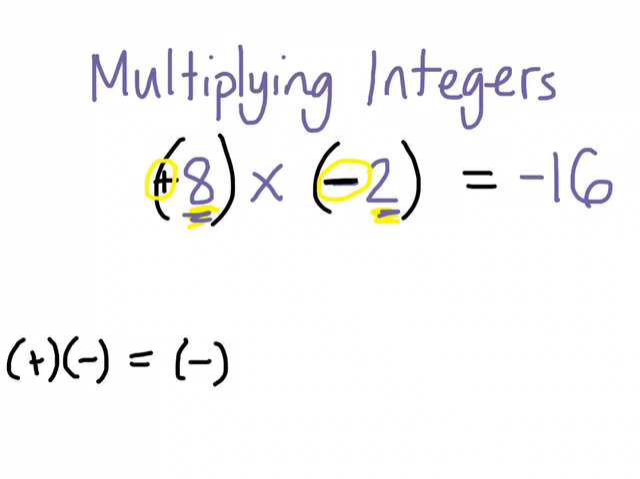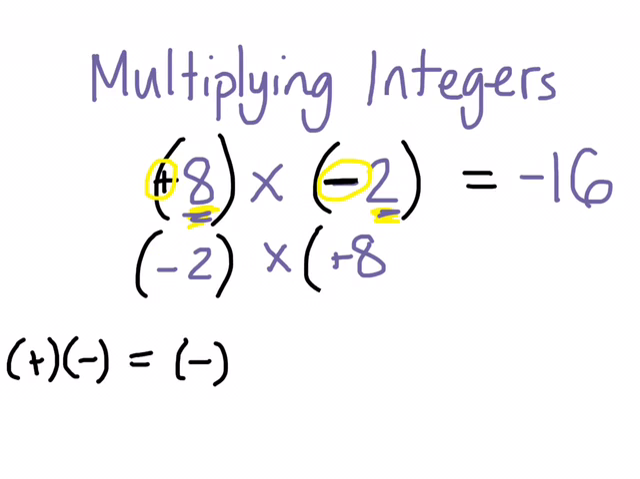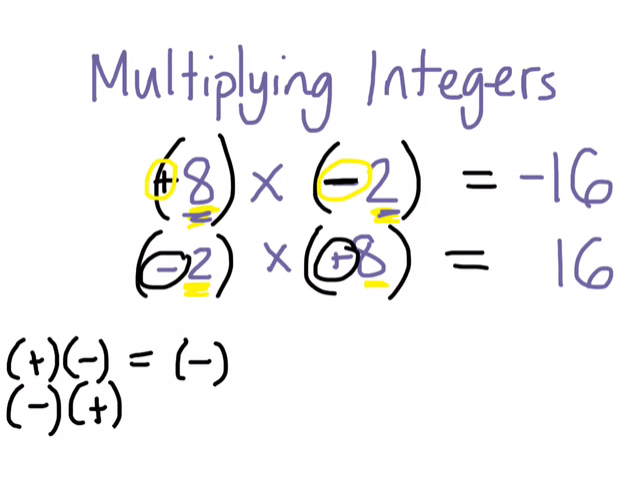Okay? Do you think the answer will change if I switch these two numbers around? So just look here for a sec. If I write negative 2 times positive 8. Okay, I'm just flipping the two around. Instead of writing 8 times negative 2, I wrote negative 2 times positive 8. Well, let's look. Again, 2 times 8. What's the answer of 2 times 8? 16. And do you think it changes if we multiply a negative times a positive? What's a negative times a positive? It's still a negative. Okay?